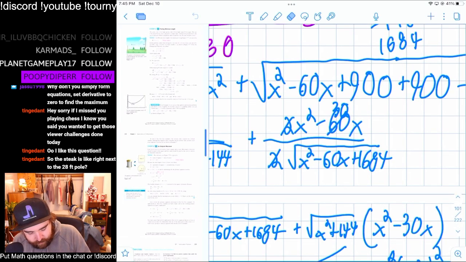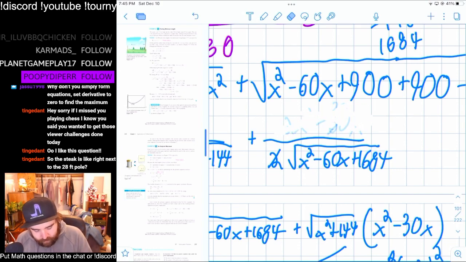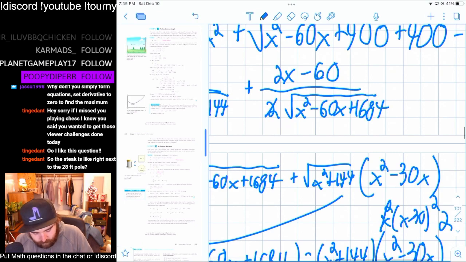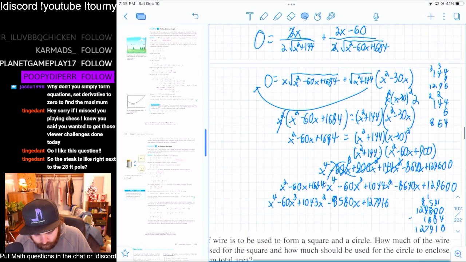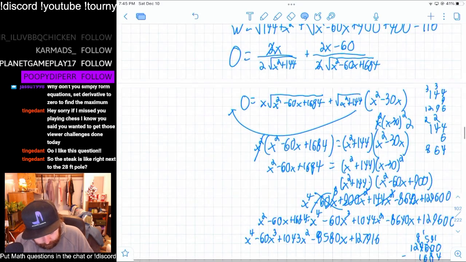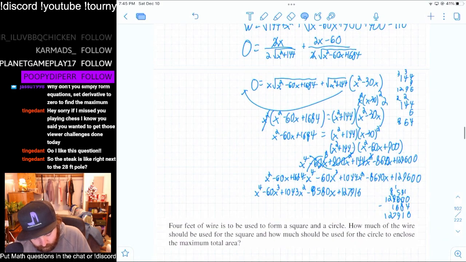I was like, I'm going to take the derivative of the inside, and I said the derivative of the inside was 2x squared minus 60x. But that's not true at all. The derivative of the inside is 2x minus 60. So that changes like all of this stuff. It's not going to be super easy, but it's definitely going to make it easier.